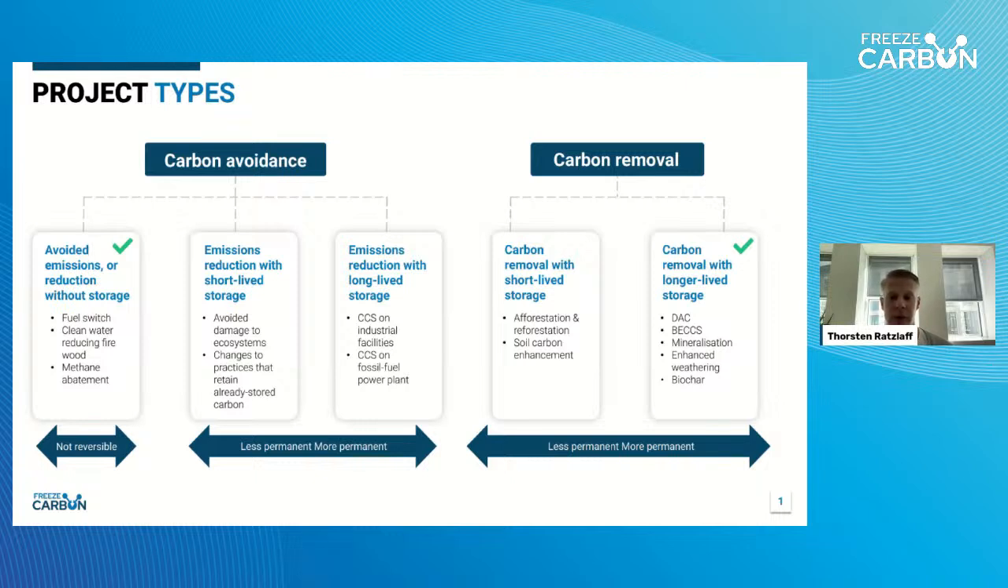Enhanced rock weathering means that the CO2 gas is mineralized and therefore a little bit like a crystal, so to say, or a little rock, and therefore changes the state from gas to solid. And then we have biochar. Biochar can be permanent for 100 years or 1,000 years, depending on the process. And all these carbon removal projects are recommended by us, by Freeze Carbon, to our clients.